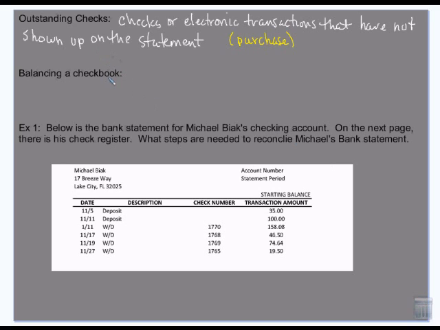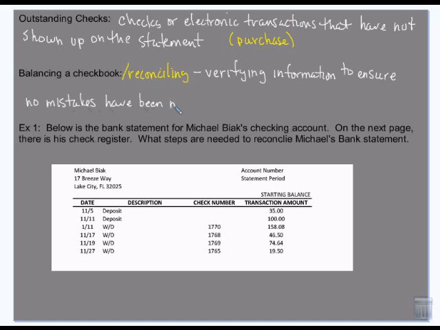Balancing a checkbook is also called reconciling. So those two words are interchangeable, and so that way you understand if I use one or the other. Basically, it's verifying the information to ensure that no mistakes have been made. And now this can be from your end or the bank's end.